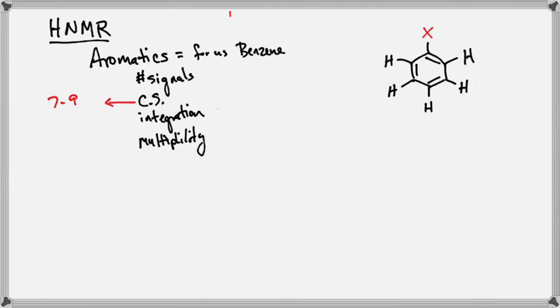So in this system, hopefully what we can pick up is that we have our internal mirror plane running through the middle of the molecule, which means these hydrogens are the same, these hydrogens are the same, and then this one is unique from all the others. So for this particular molecule, we get 3 signals.